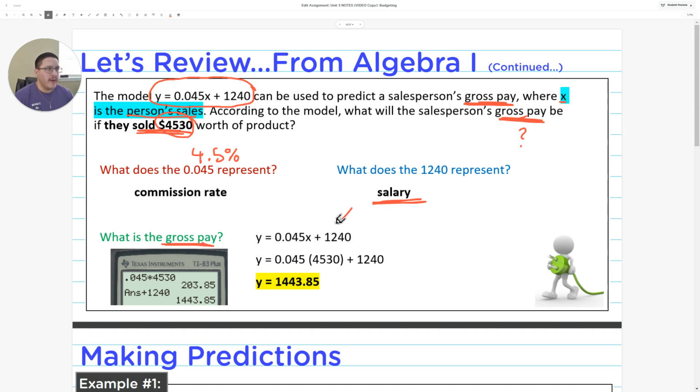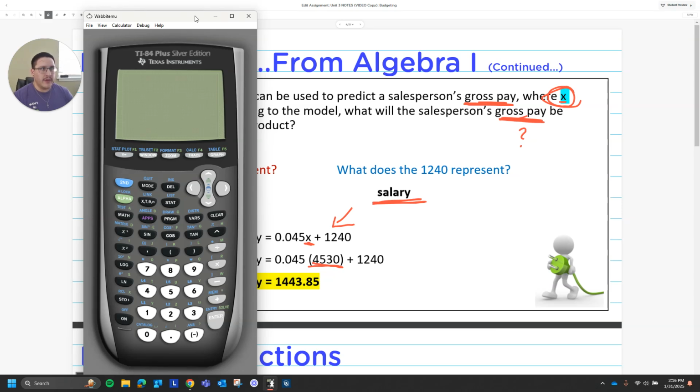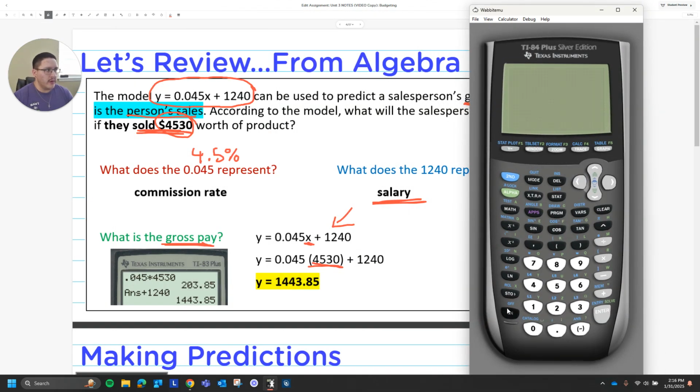Well, we're going to start off with the equation right here. And we know that he sold $4,530. What part of the equation represents his sales? The X value. The X represents that person's sales. So we're going to plug in 4,530 for X and then plug it into the calculator and solve. You can either plug it in all at once or you can do it piece by piece. I'm going to plug it in all at once.